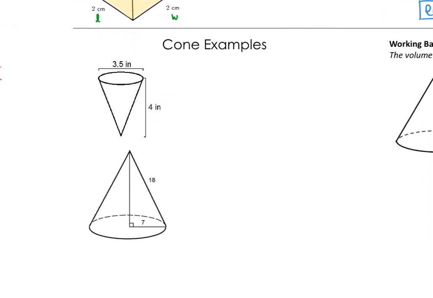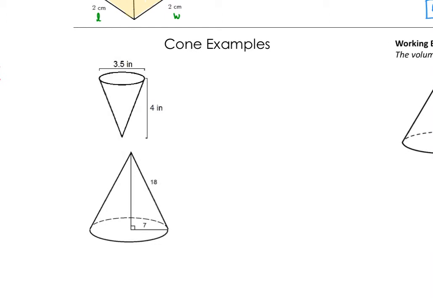For the first one, I'm going to go ahead and highlight my base. I'm going to highlight my height. So the height I'm going to use is 4 inches. In this problem, we're given the diameter. The reason I know it's the diameter is because it goes all the way across the circle. So to get the radius, remember we just divide by 2. So 3.5 divided by 2 is 1.75. So my radius is 1.75.